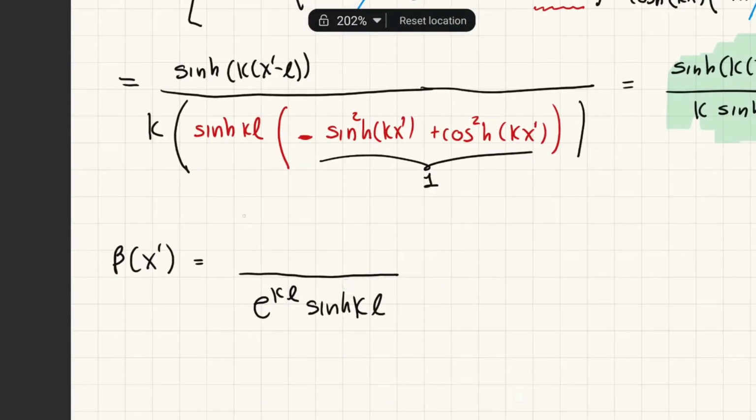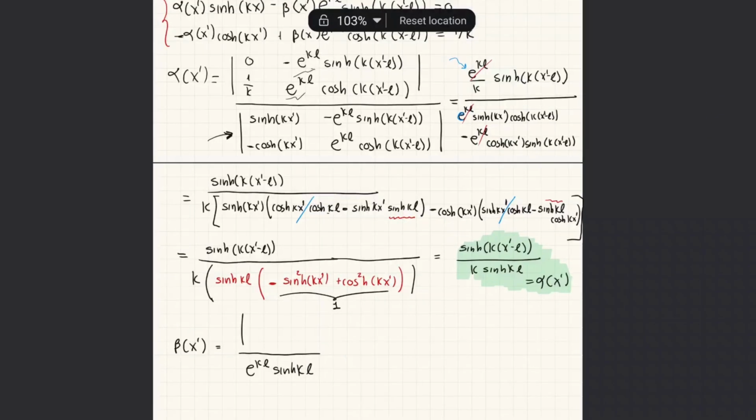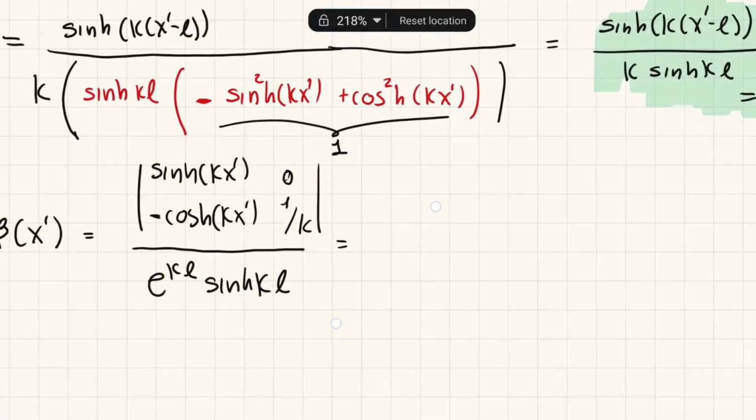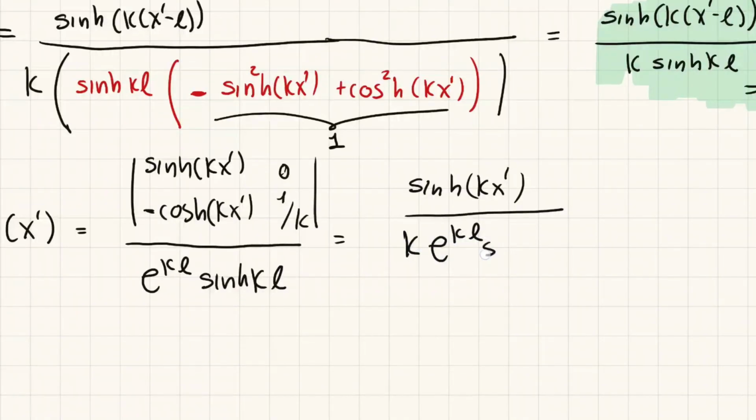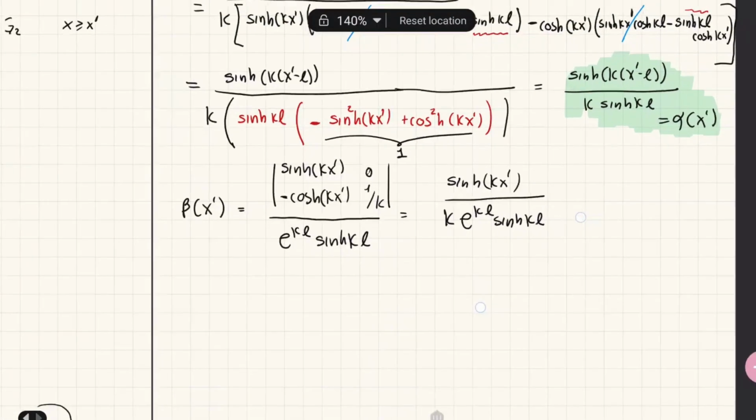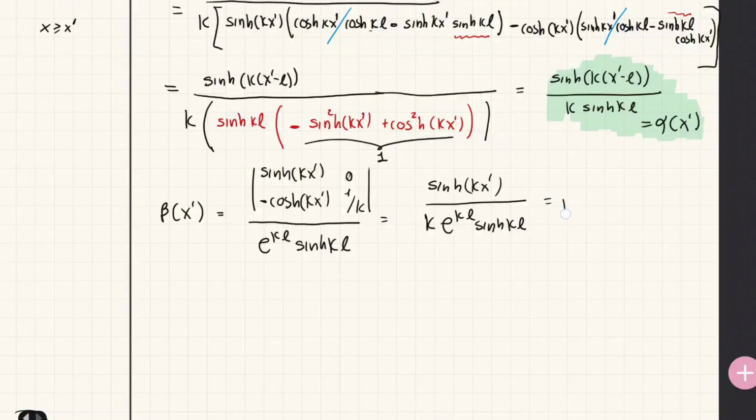Perfect. And for beta, we will have here the hyperbolic sine of kx prime, and then minus the hyperbolic cosine of kx prime, and then 0 and 1 divided by k. So this is going to be the hyperbolic sine of kx prime divided by k times e to the kl, the hyperbolic sine of kl. So with this, we can now construct the complete form of the green function.